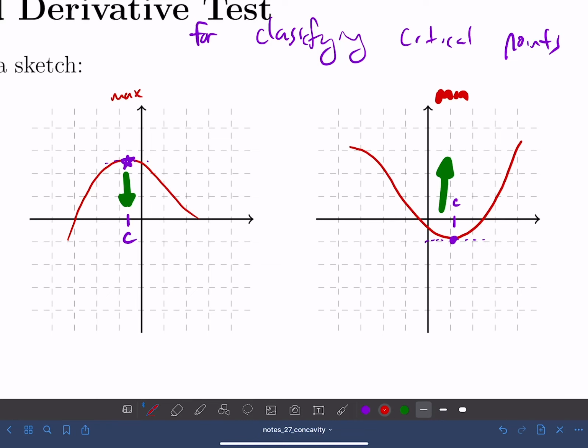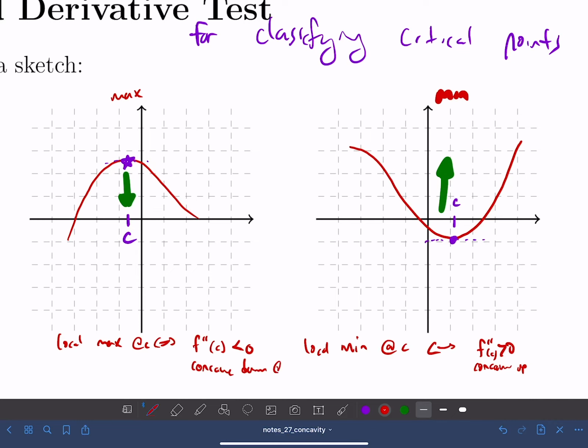So a local min at C corresponds with f double prime being bigger than 0, because it's concave up. And a local max at C corresponds with f double prime at C being less than 0, or concave down at C. And that's essentially the second derivative test in a nutshell. If you understand these two diagrams, then I think you're going to be down with the second derivative test.